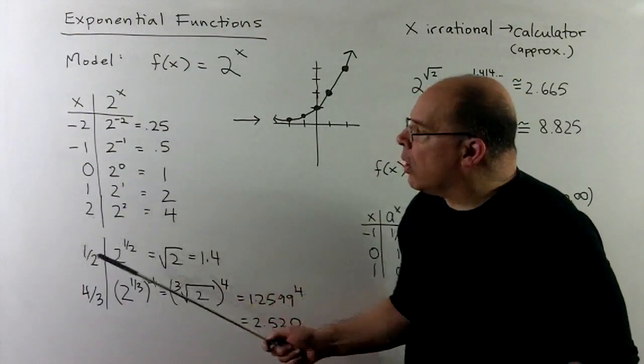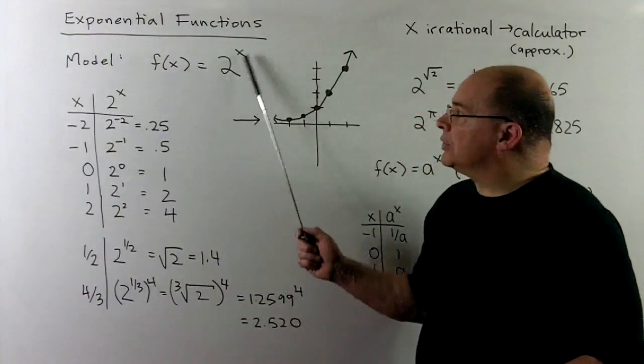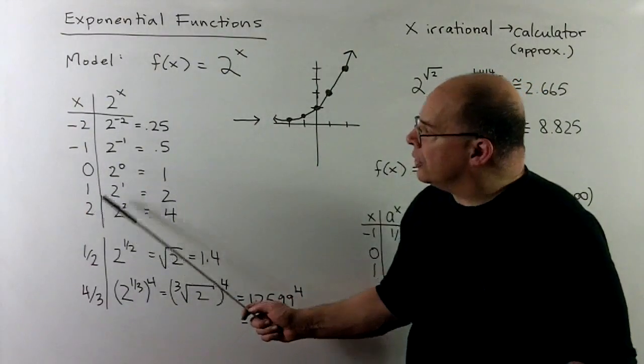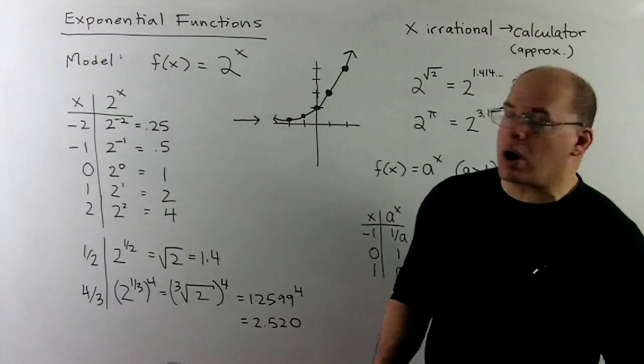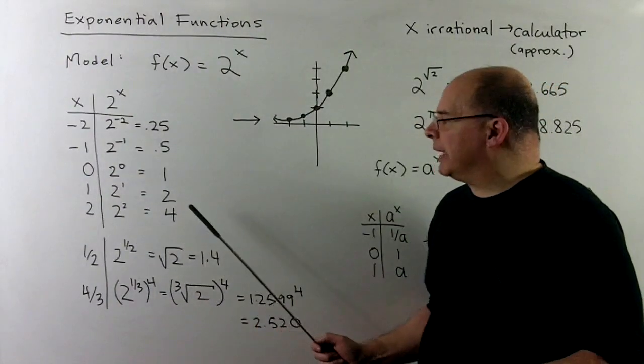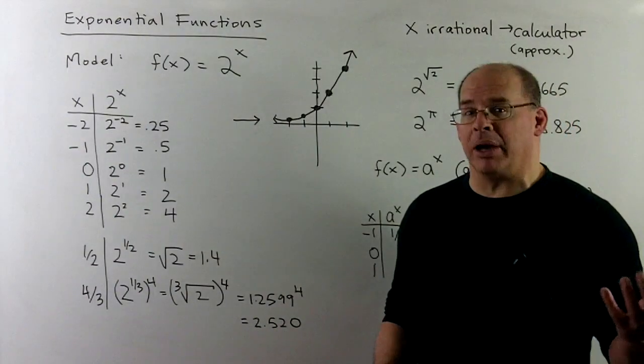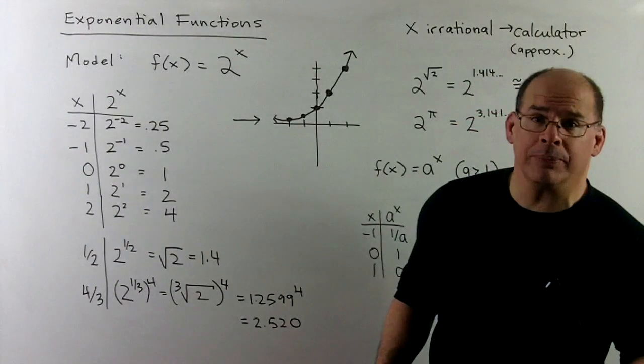If we start with whole numbers, if I put 0 in, 2 to the 0 is 1, 2 to the 1 is 2, 2 to the 2, 2 squared, is 4, 2 cubed would be an 8, and so we see as we go in the positive direction, these numbers are getting bigger and bigger kind of fast.